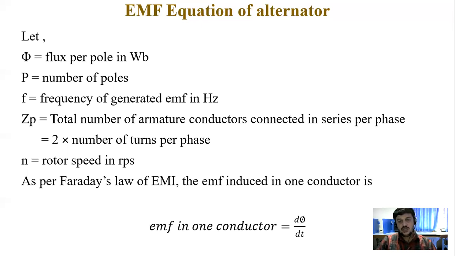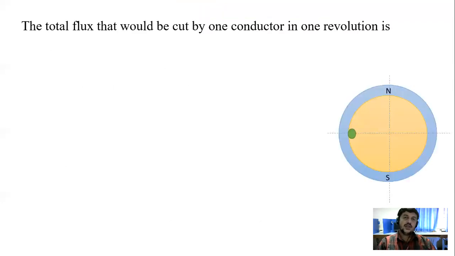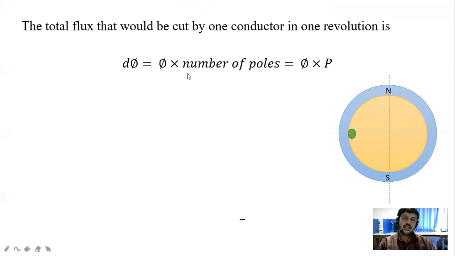So if we consider only the magnitude of the induced EMF in one conductor, then by substituting N equal to 1, we can find that EMF as d phi by dt. So to derive the EMF equation of the alternator, we have to find this term d phi and dt, where d phi is the flux cut by the conductor and dt is the amount of time required to complete one revolution. So the total amount of flux that would be cut by one conductor in one revolution is d phi equal to phi into the number of poles.